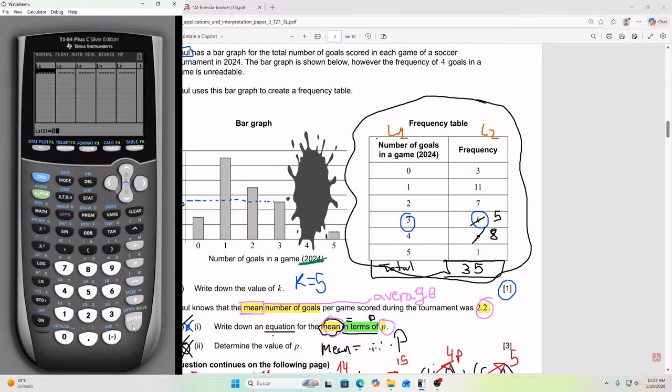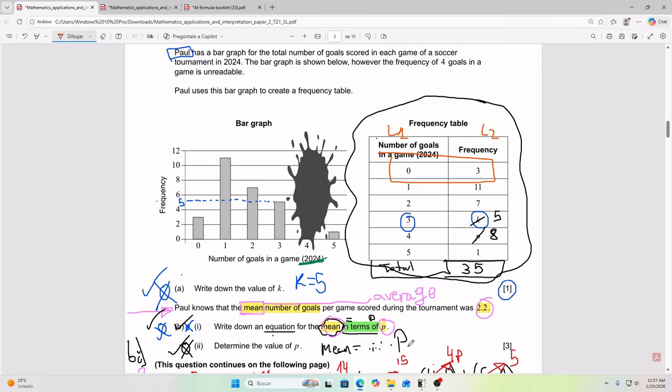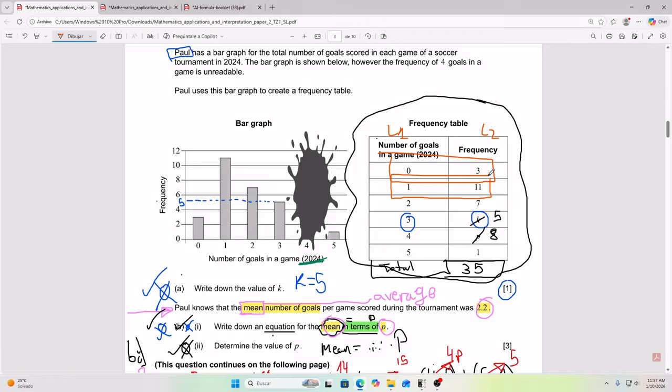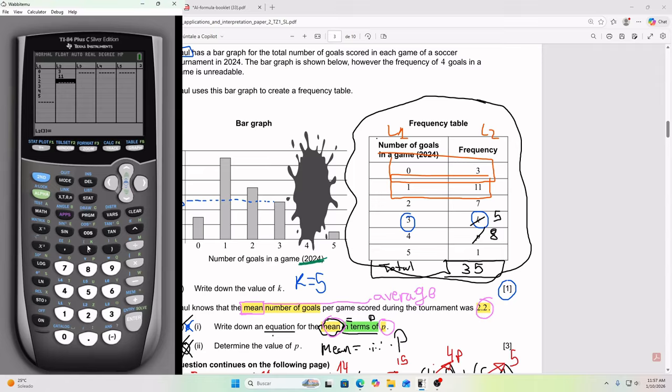So L1 we can write down 0, 1, 2, 3, 4, 5. And the frequency list we can put 3, which means that 3 times there were 0 goals. So 3 times there were 0 goals. And then 11 for the next one. So 11 times there was 1 goal, and so on and so forth. As equals 7, 5, 8, 1. I always suggest to take a second to make sure everything's aligned. I see it good. I see it good.